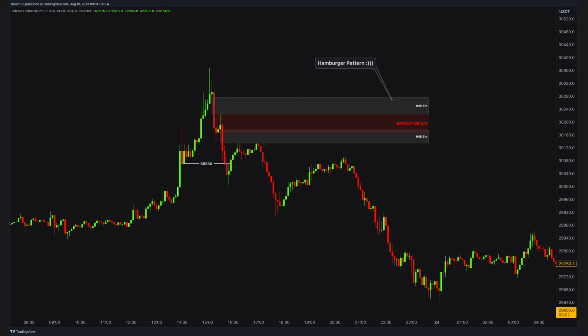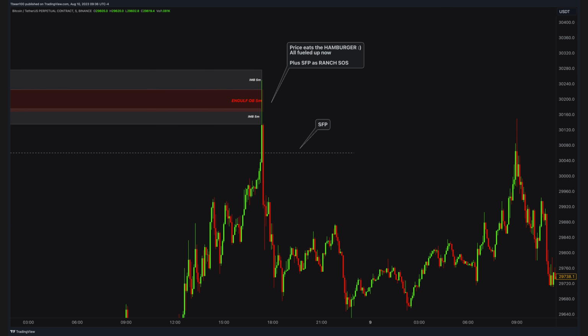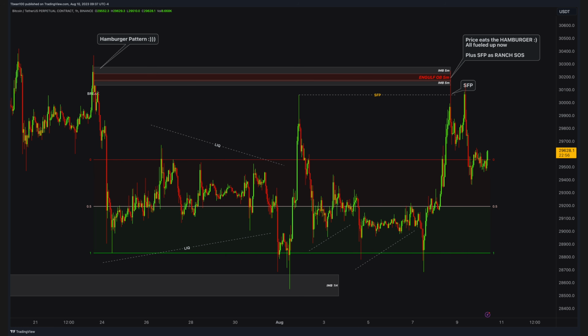Just kidding. Now, let's see the right of the chart, right above the swing failure pattern. As you can see, the price eats all the hamburger, and it is all filled up now. Back to the 1-hour time frame. This is what you will see. Price hunts the liquidity, a swing failure pattern, fills all the imbalance in the 5-minute, drills into the engulf order block pattern, a fair enough fill to move the price back into the range.